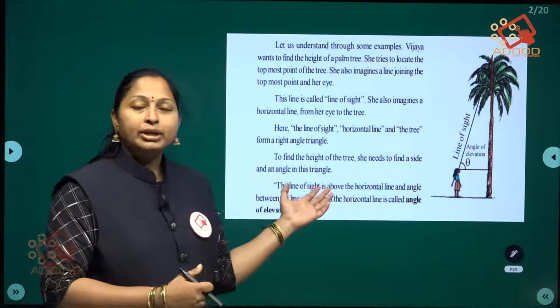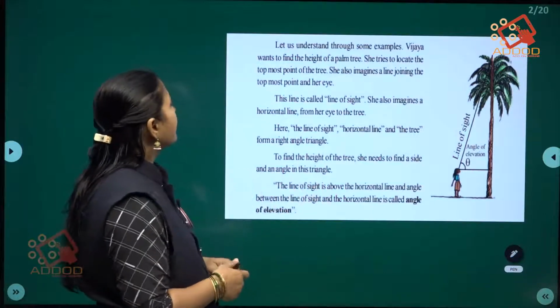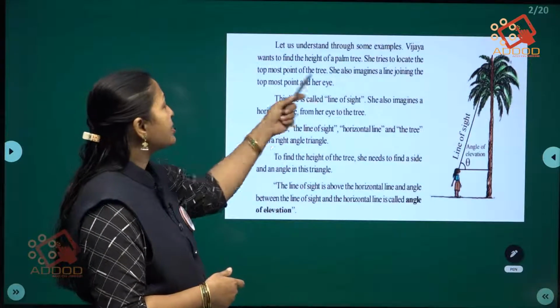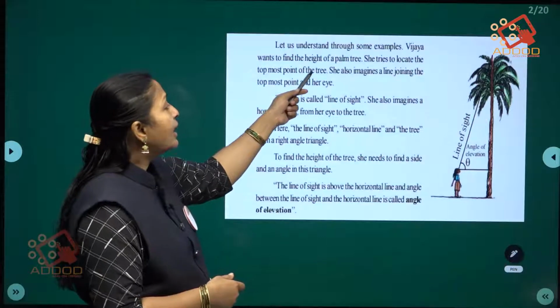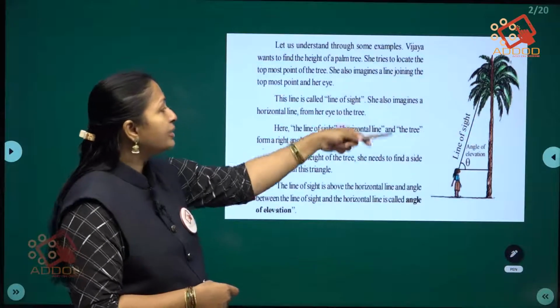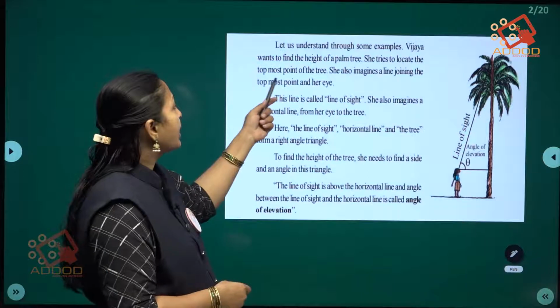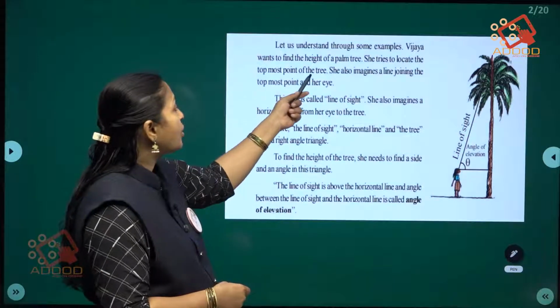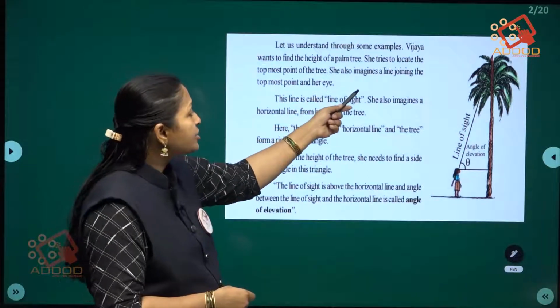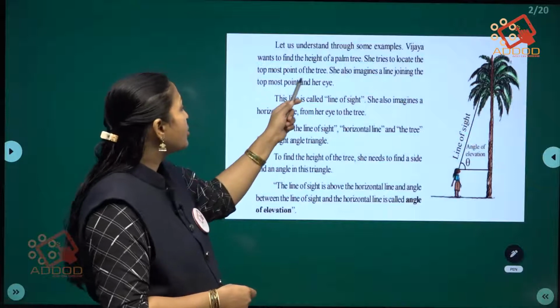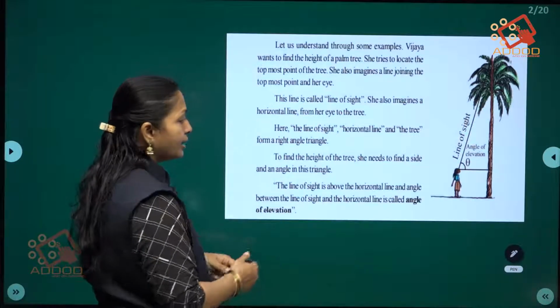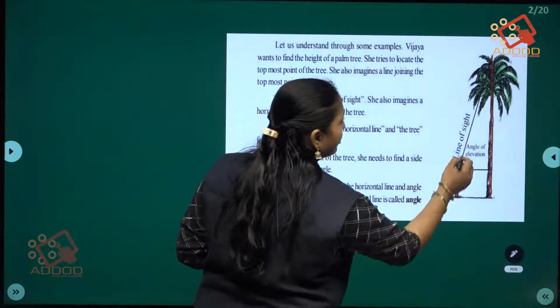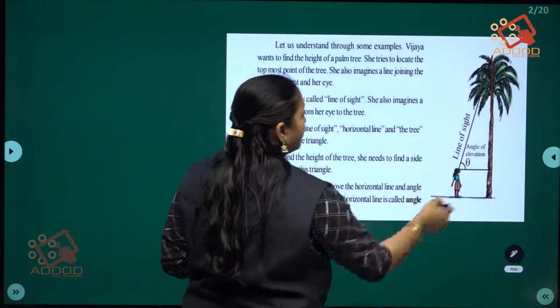Here are some important concepts. Let us understand through some examples. Vijaya wants to find out the height of a palm tree. How do we find the height of the palm tree? She tries to locate the topmost point of the tree. She also imagines a line joining the topmost point and her eye. So she is standing and looking at the top of the palm tree.